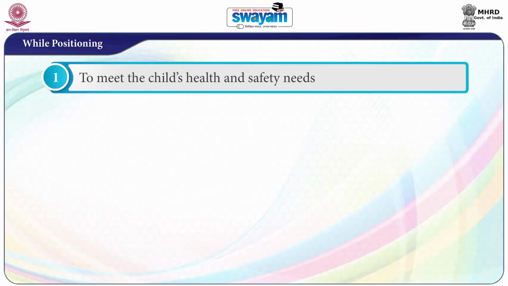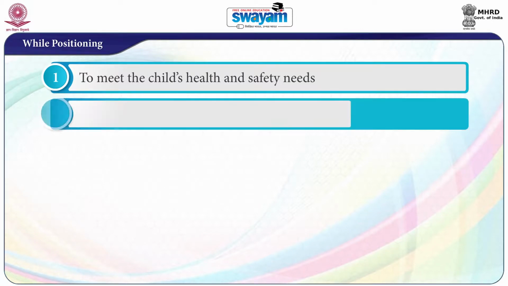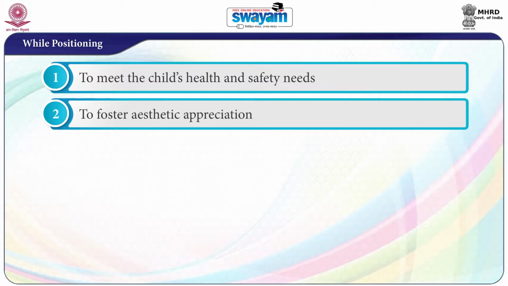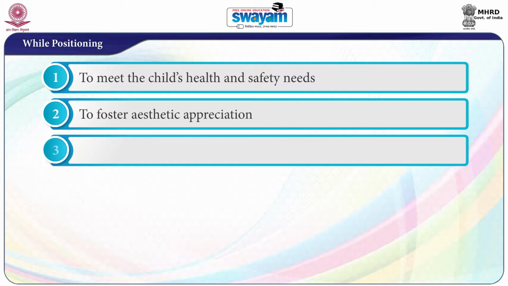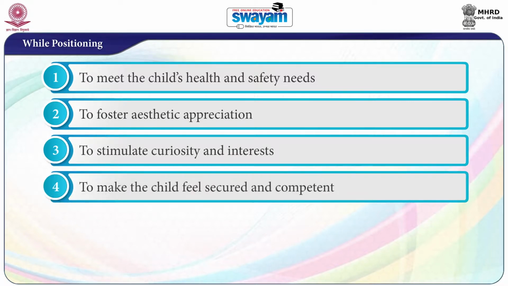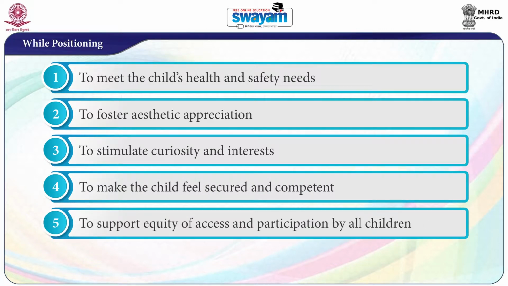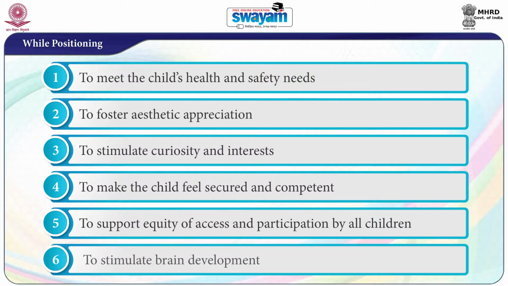First is to meet the child's health and safety needs. Second is to foster aesthetic appreciation. Third is to stimulate curiosity and interest. Fourth is to make the child feel secure and competent. Fifth, to support equity of access and participation by all children. And the sixth, but not the least, is to stimulate brain development.